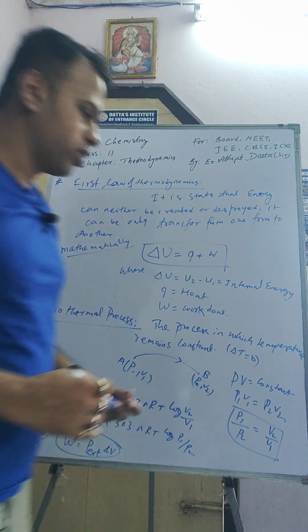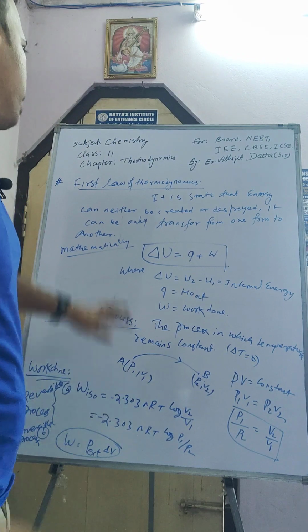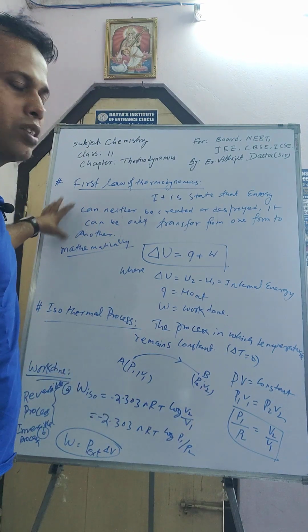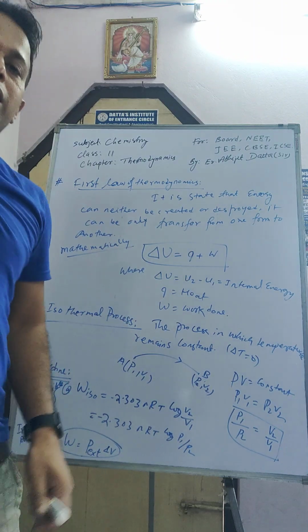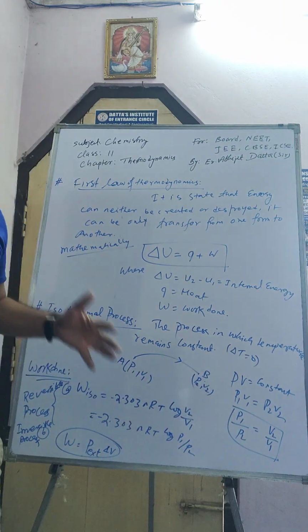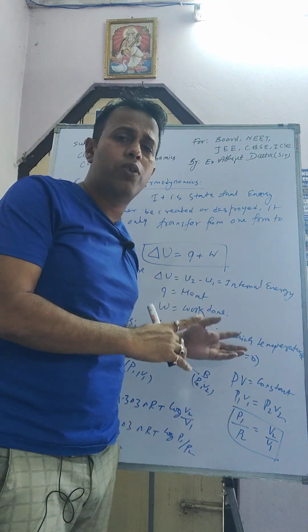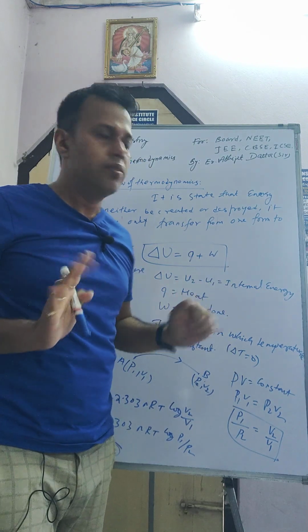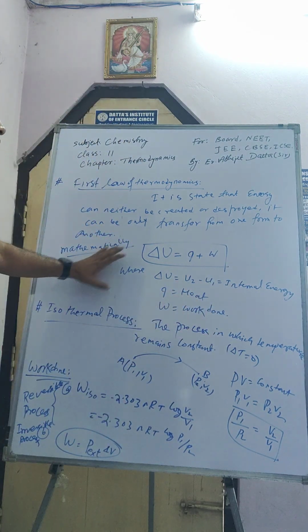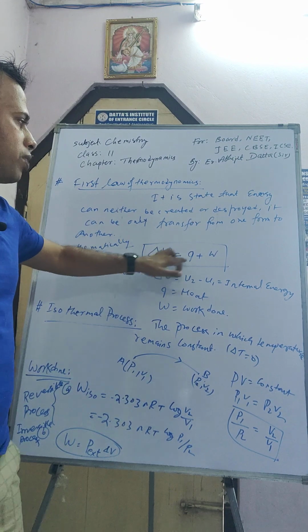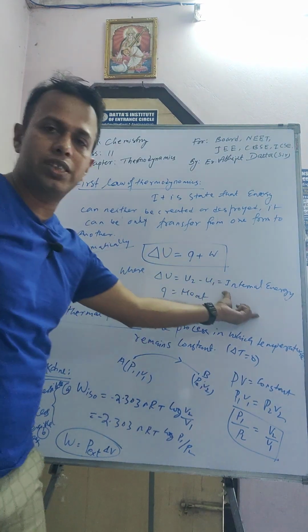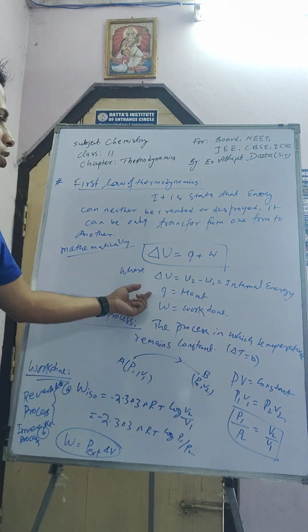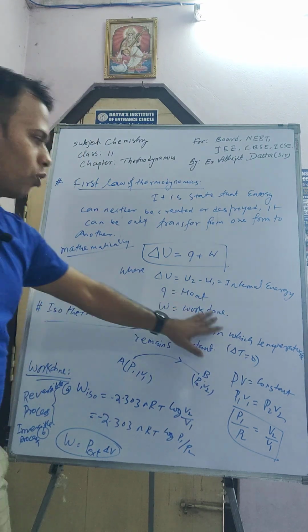So what did we learn? We learned a little bit about the first law of thermodynamics. First law of thermodynamics is nothing but the law of energy, that is energy cannot be created nor destroyed. It can be transferred from one state to another state. Now mathematically we can write del U equal to Q plus W. Del U is internal energy or change in internal energy, Q is heat, W is work done.